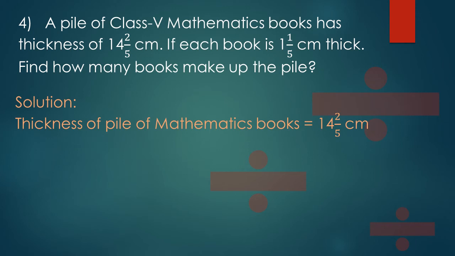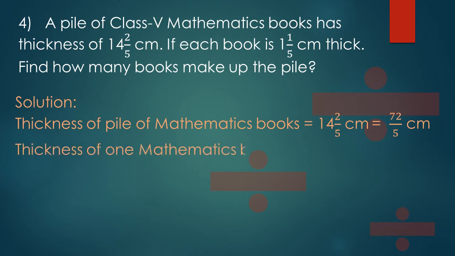14 2/5 is a mixed number. So first we convert it into an improper fraction. 14 5s are 70 and 70 plus 2 is 72. So the fraction is 72/5 cm. The second statement is thickness of one mathematics book is equal to 1 1/5 cm. Again 1 1/5 is a mixed number. So first we convert it into an improper fraction. 5 1s are 5 and 5 plus 1 is 6. So the fraction is 6/5 cm.